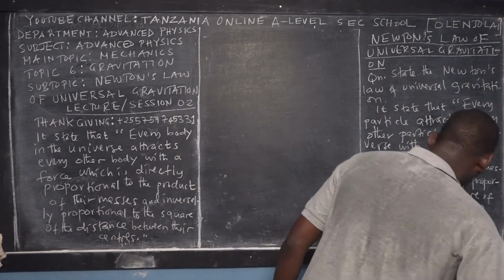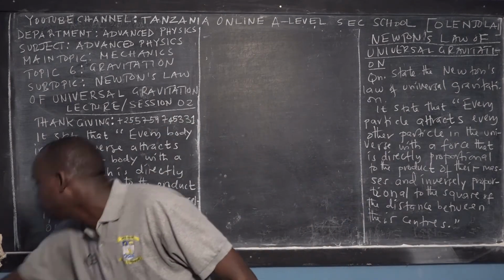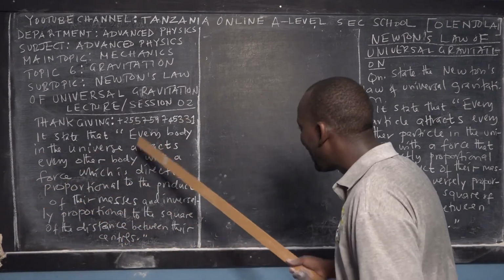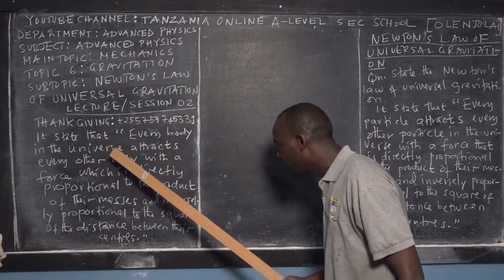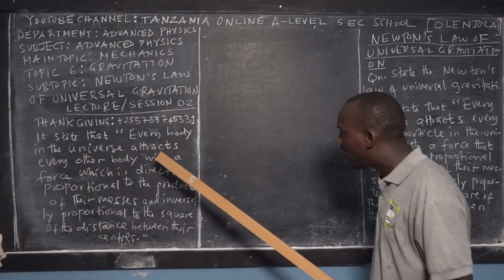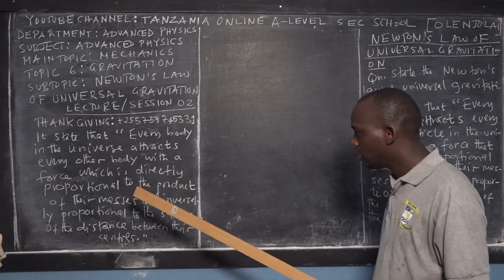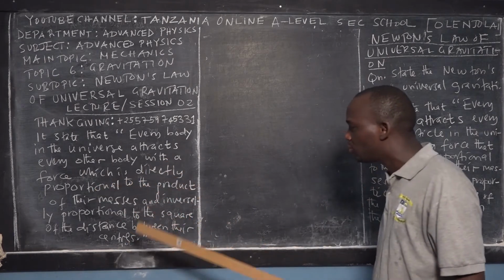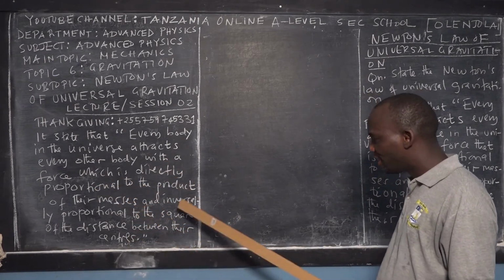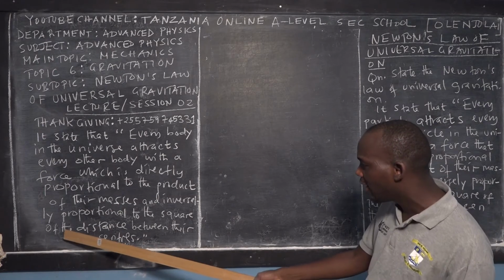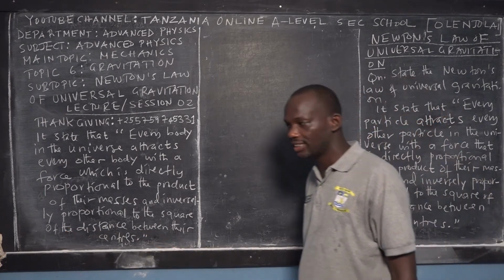So let me explain in brief, and then I have to continue. It is stated that everybody in the universe attracts every other body with a force which is directly proportional to the product of their masses and inversely proportional to the square of the distance between their centers.